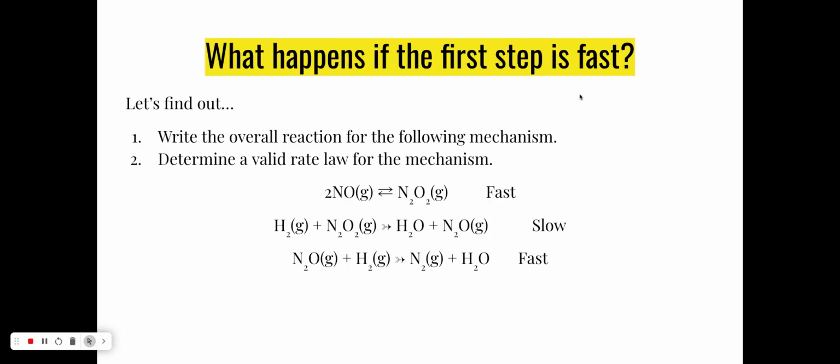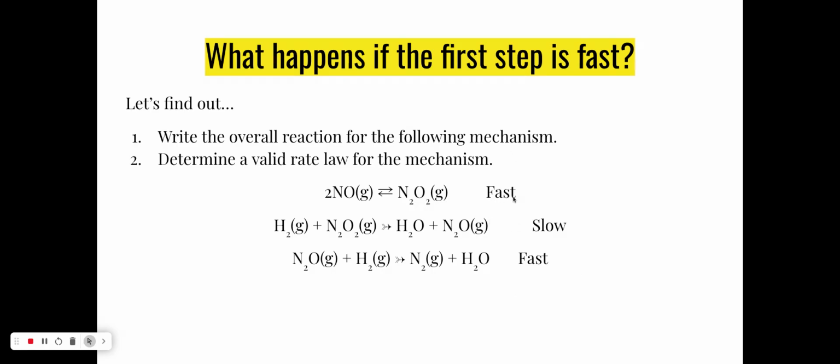Okay, so let's find out when the first step of a mechanism is, quote, fast. So our goal for this question is to, one, write the overall reaction for the following mechanism, and then two, to determine the valid rate law for the mechanism. Now, guys, as you can see, the first step is fast, the second step is slow, and then the third step of this reaction mechanism is fast yet again.